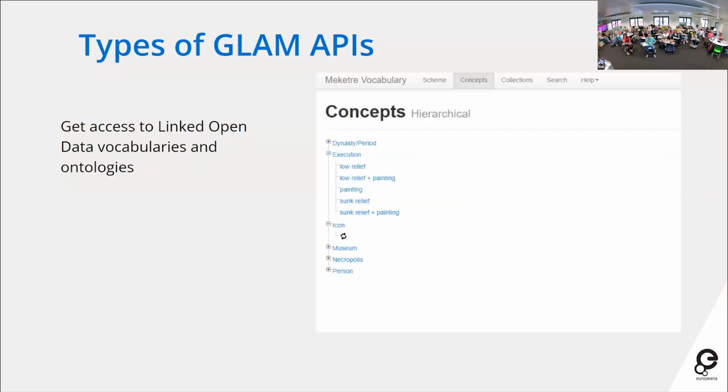And then another really exciting one, even though it may look a bit boring, is getting access to ontologies and vocabularies. I've put the example of the Meketre vocabulary here, which is a vocabulary focused on Egyptological research. So it gives you a full thesaurus of all of the terms that Egyptologists or archaeologists would use when describing objects. It's a really great way to learn about these topics and to start tagging and curating your own data sets using the correct linked open data terms.